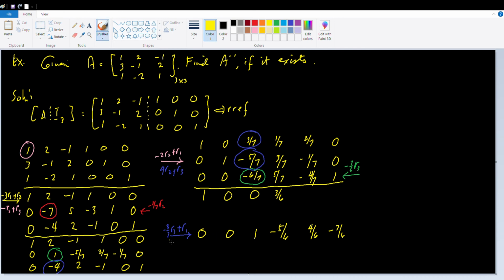So next, negative 3 over 7 times 4 over 6. That gives us negative 12 over 42. And then add to it 2 over 7. 2 over 7 is 12 over 42. So that becomes 0. Next, negative 3 over 7 times negative 7 over 6 is 21 over 42 plus 0 is 21 over 42, divided by 7 is 3 over 6, or 1/2.